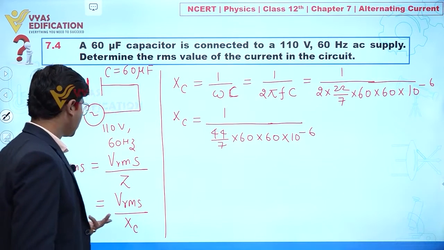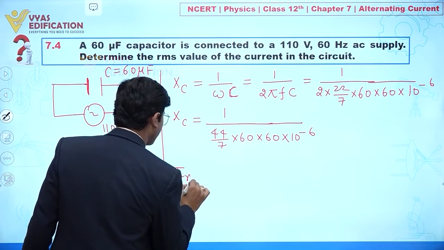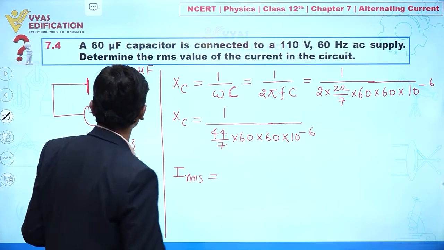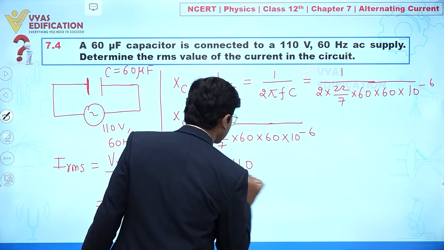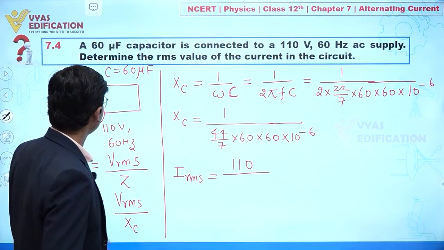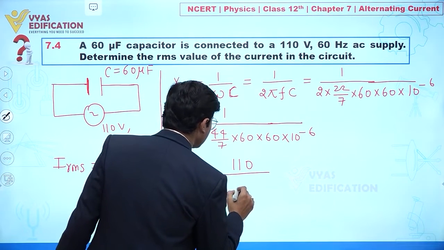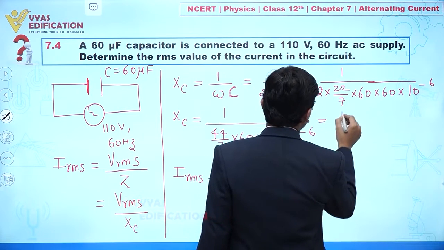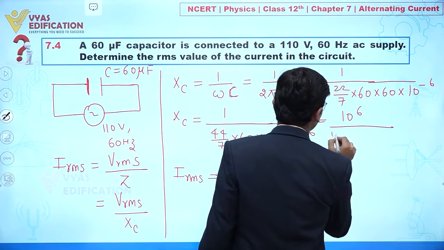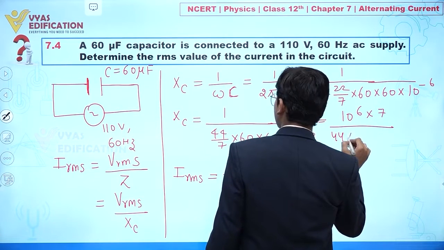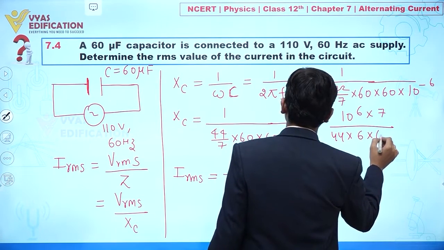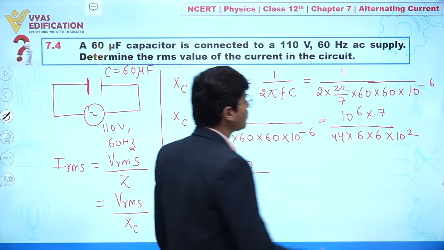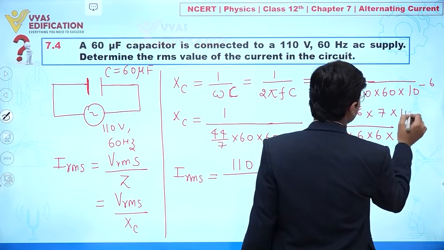Now what is the value of IRMS? IRMS is given by VRMS upon XC. VRMS is given to you, this is 110, divided by XC. We can solve XC here, so it will be better for us. So 10 to the power 6 divided by 44 multiplied by 7, and multiplied by 6 into 6, into 10 to the power 2. From here, this is 10 to the power 4.